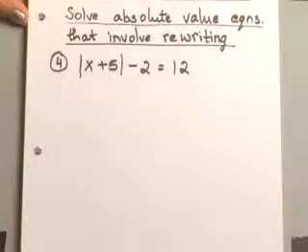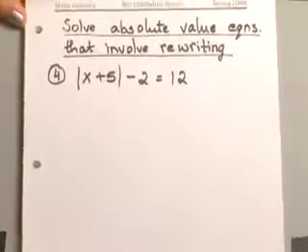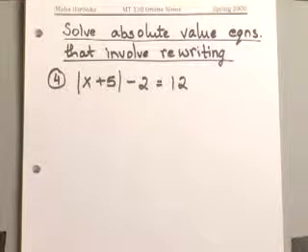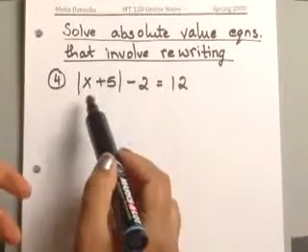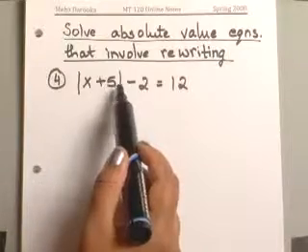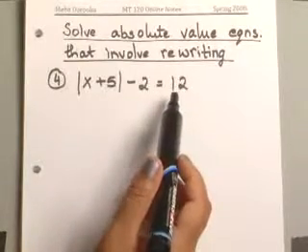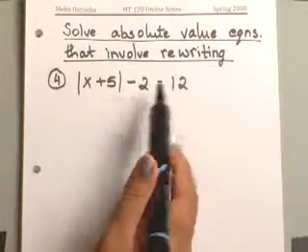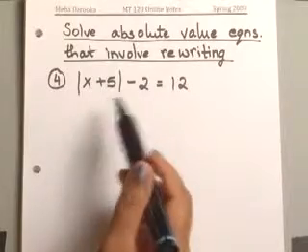Okay, I want to look at a couple more examples here. Now, in this example, we're looking at absolute value equations that involve rewriting. So the idea is, like this example here, you have absolute value of x plus 5 minus 2 equals 12. Now, we cannot just start setting this problem up as it is.